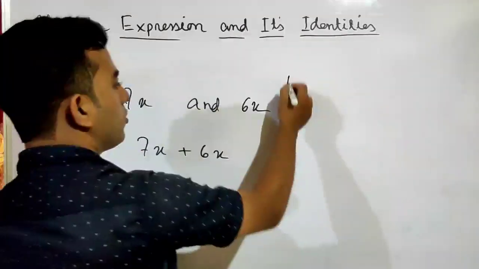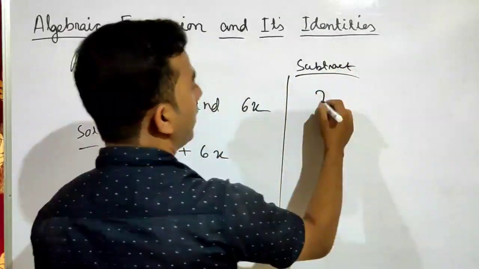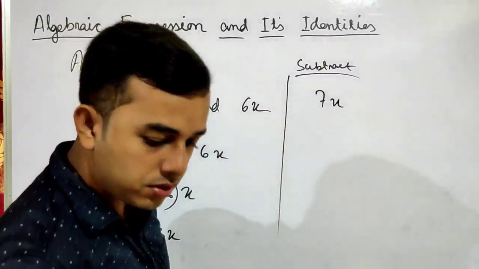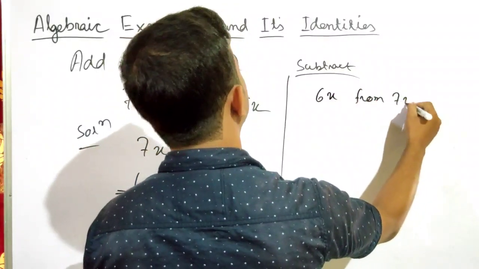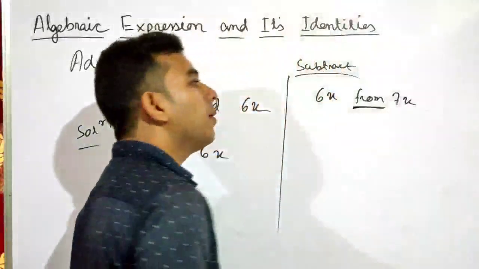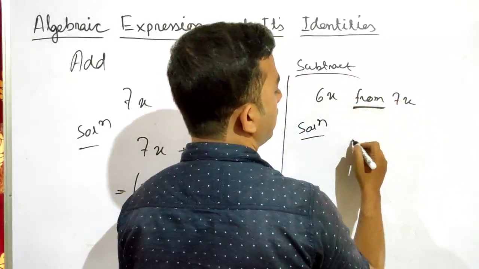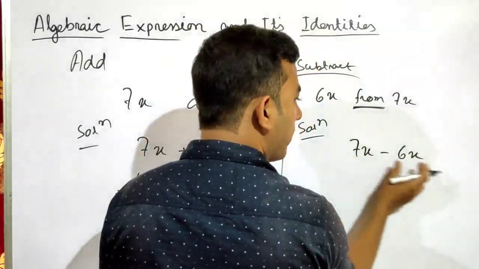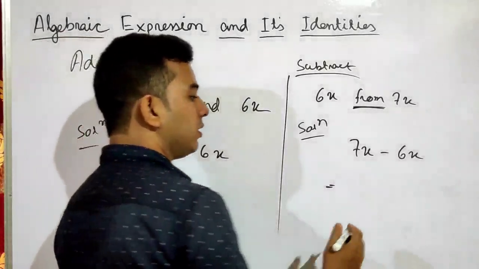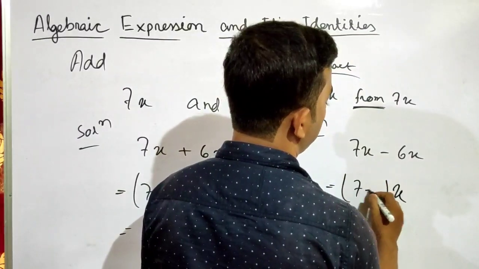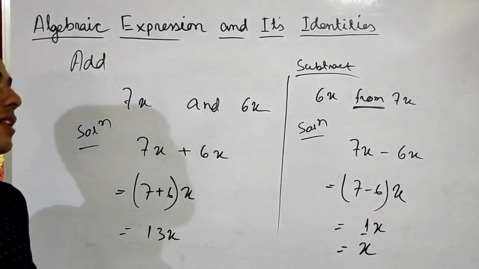Clear? Now if it is asked to subtract 6x from 7x, this word 'from' is very important, okay? That is, from 7x we are subtracting 6x. So we'll write the solution: 7x minus 6x, because we are subtracting 6x from 7x. Again, we take the variable x common. So what is left? 7 minus 6. 7 minus 6 is 1, so it is 1x, that means x. Clear? This is how we can add and subtract terms.